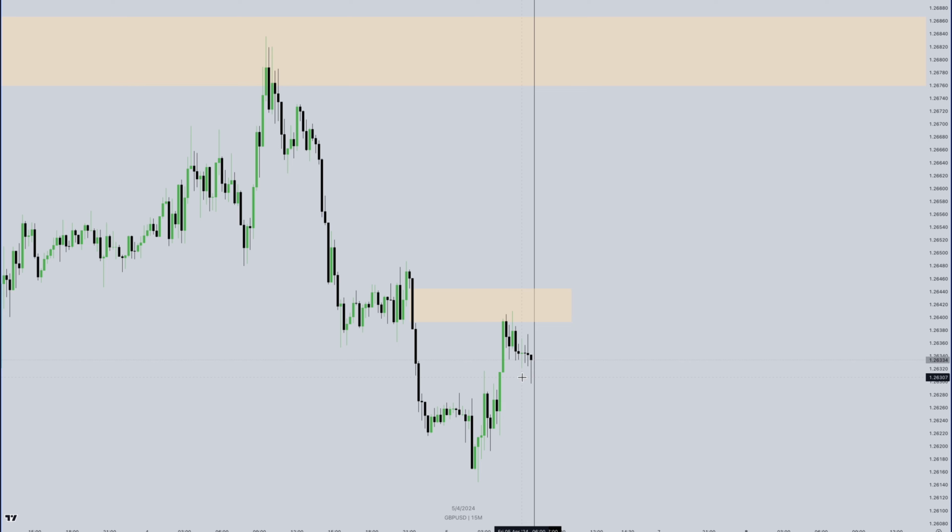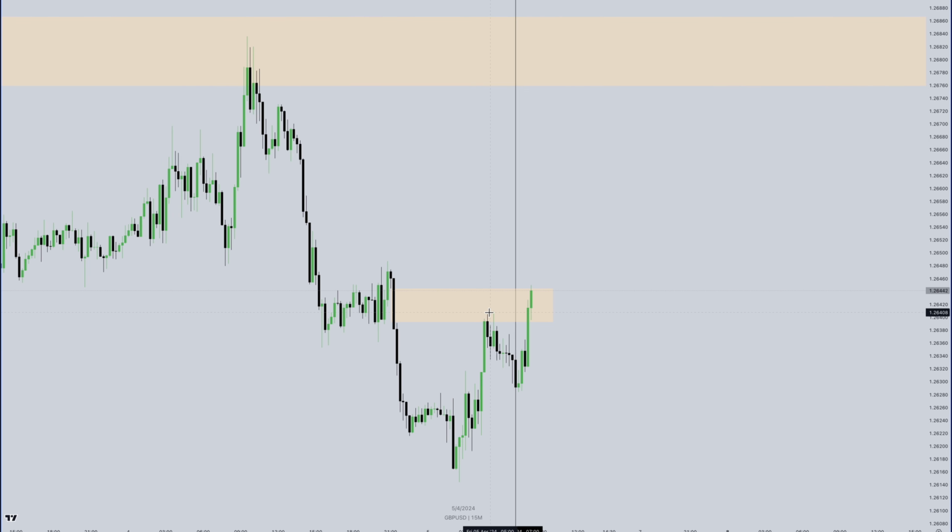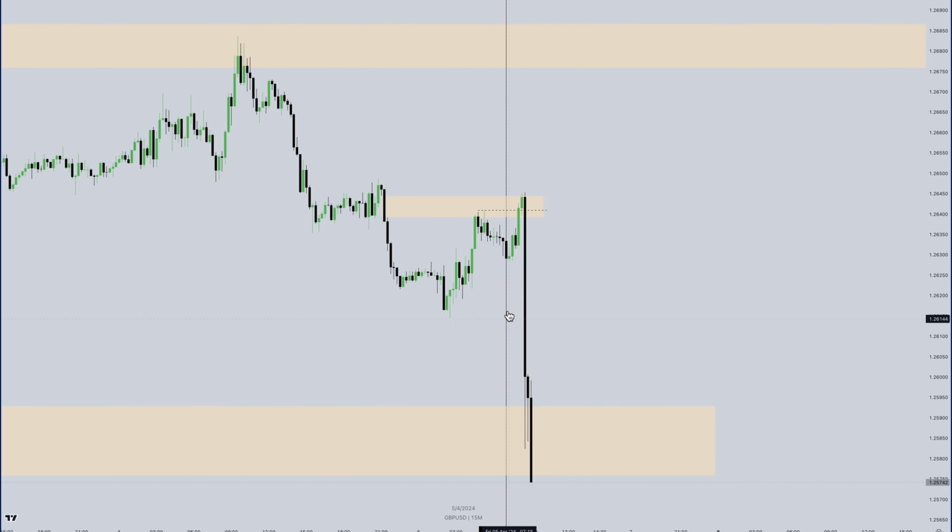So let's see what we got into New York. We got a sweep of the highs here, still inside this fair value gap. You want the bodies to see that holding. So we got a sweep of liquidity here. And then price trades lower toward the drawn liquidity.